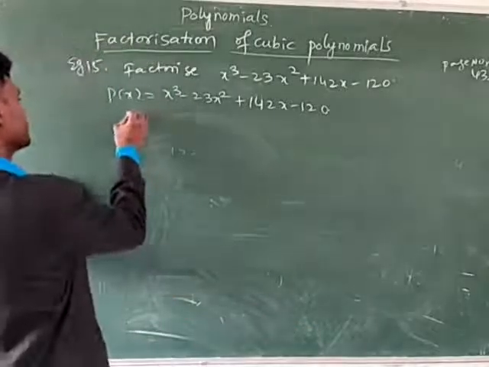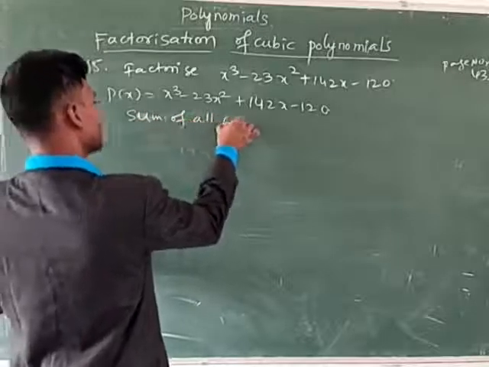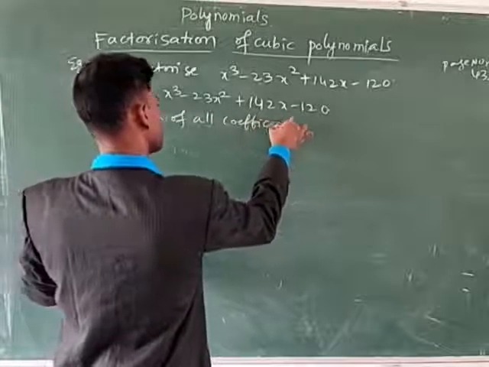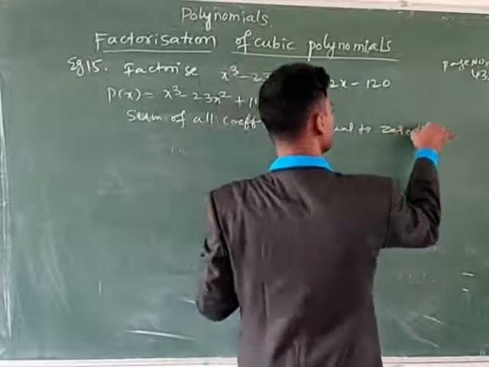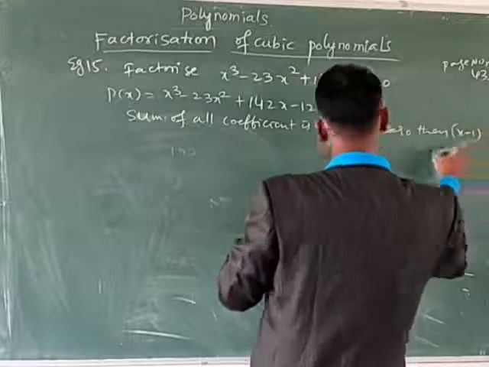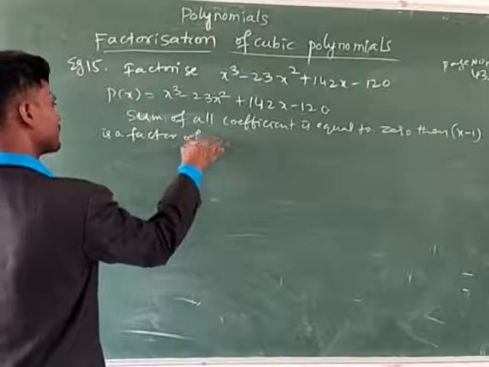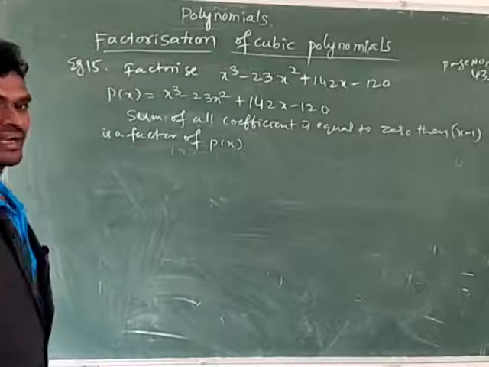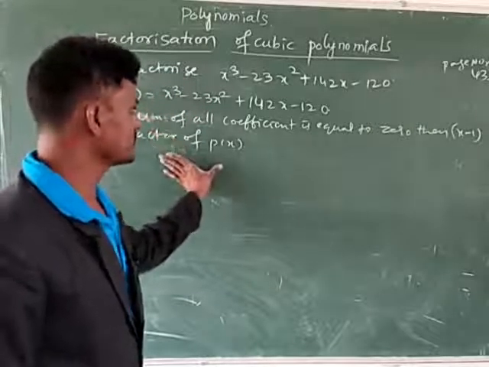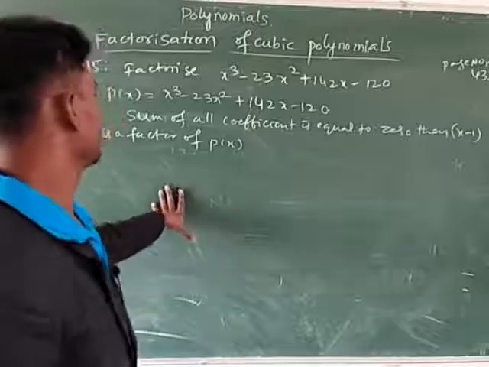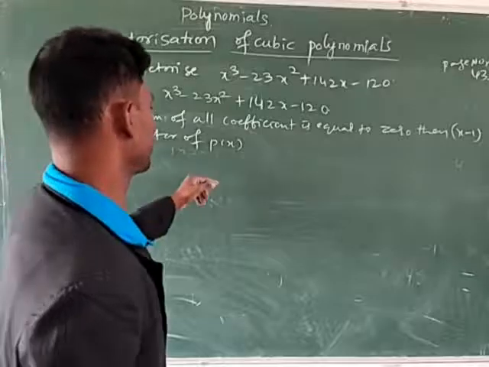Here, sum of all coefficients is equal to 0. Then x minus 1 is a factor of p of x. Okay, I already explained different methods. Now, each and every method you have to follow; this is this method only. First you have to write sum of all coefficients equal to 0, then x minus 1 is a factor of p of x.